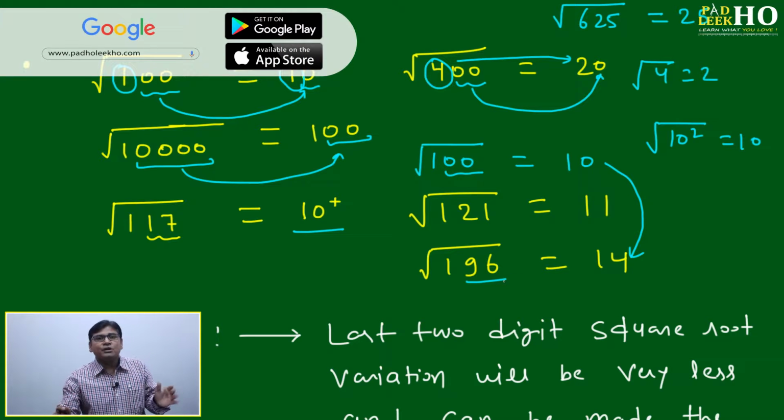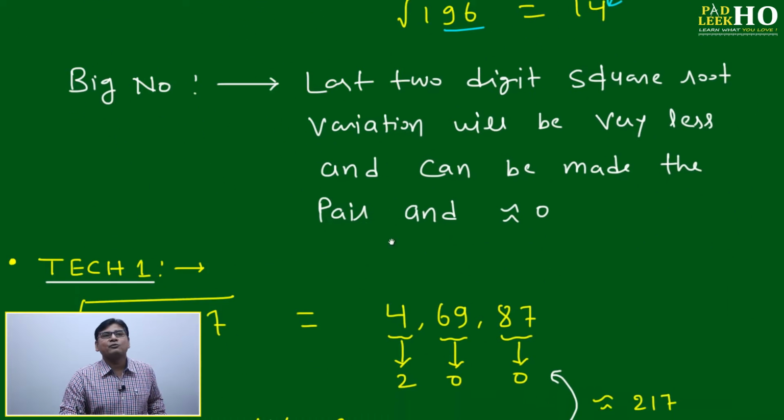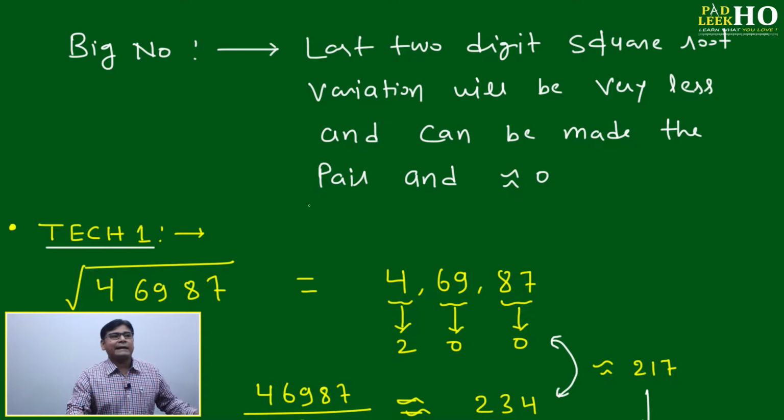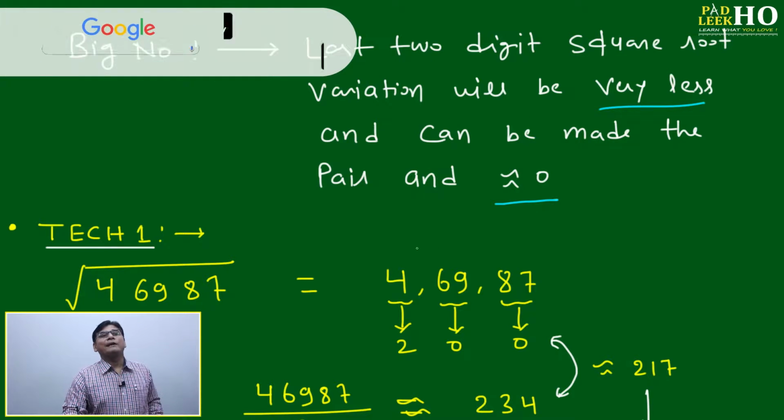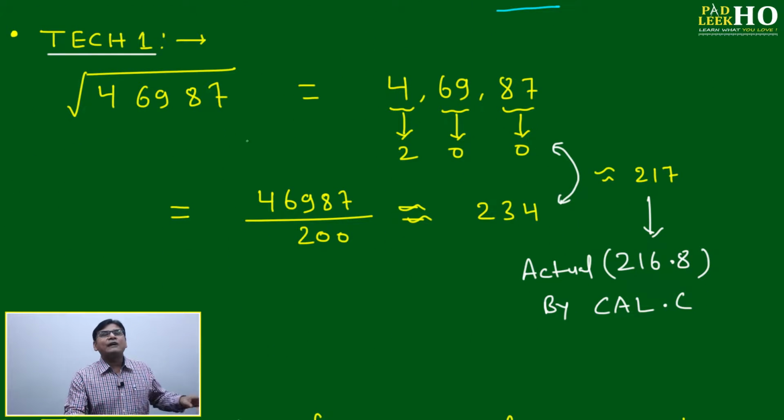If you take a very huge number, then you can approximate this pair of digits to 0. That is the concept. Here, if it is 00 or 21 or 96 or 69, you can approximate it to 0, for a large number, not for a small number. For a small number we can adopt a different technique. It means for a big number, the last two digits' square root variation will be very small, and they can be made into a pair and treated as equivalent to 0. This observation, this simple mathematical relation, will help us formulate one of the techniques that will be most useful for finding the square root of any number. Like, let's take one number, 46987.